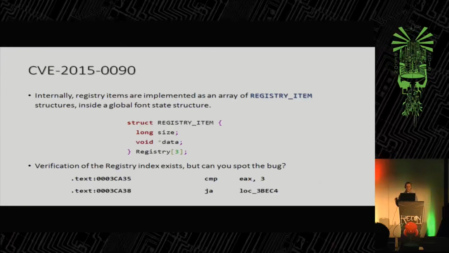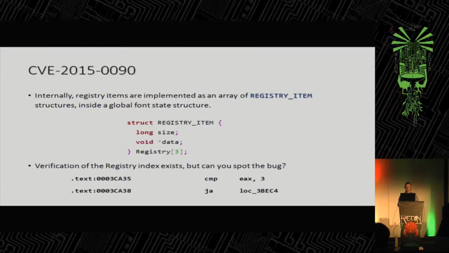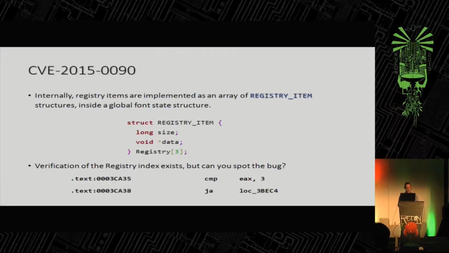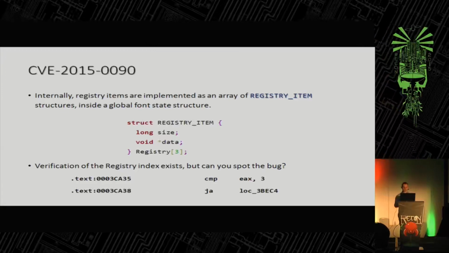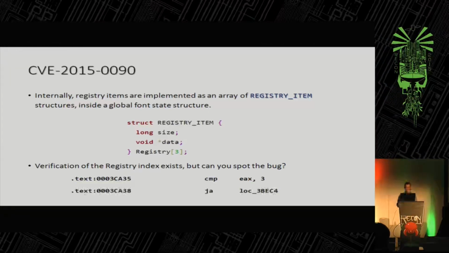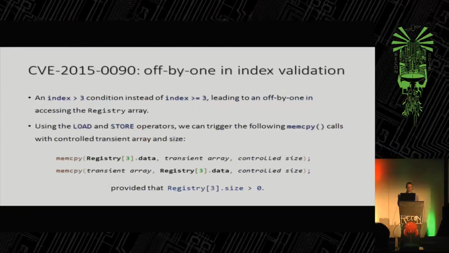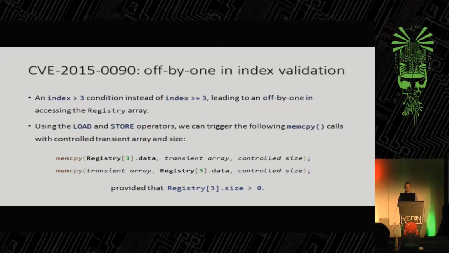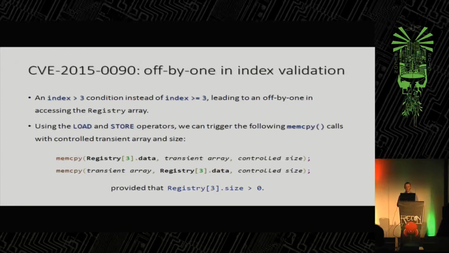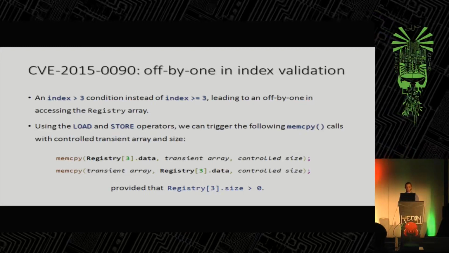Internally, the registry items are stored as a 3-item array of registry item structures. We just store the size of the item and the pointer to the item. And the verification of the registry index does, of course, exist, because the bugs are not that trivial. But can you spot the bug here in the listing? Obviously, they are checking whether the index that we specified is larger than 3, but they really should check whether it is larger or equal to 3, because the only valid indexes are 0, 1, and 2. So this is an off-by-one vulnerability in accessing the registry array.